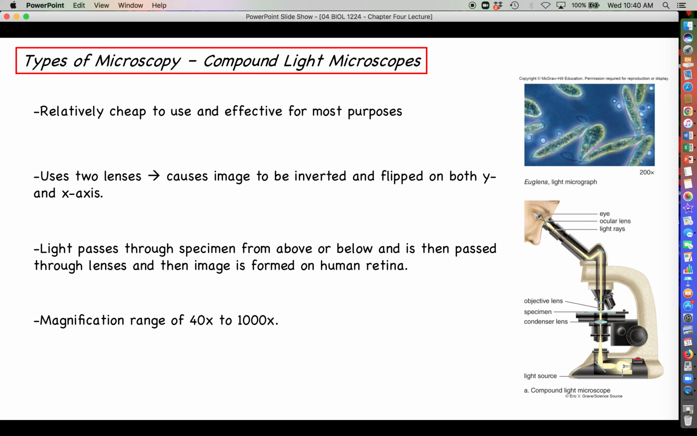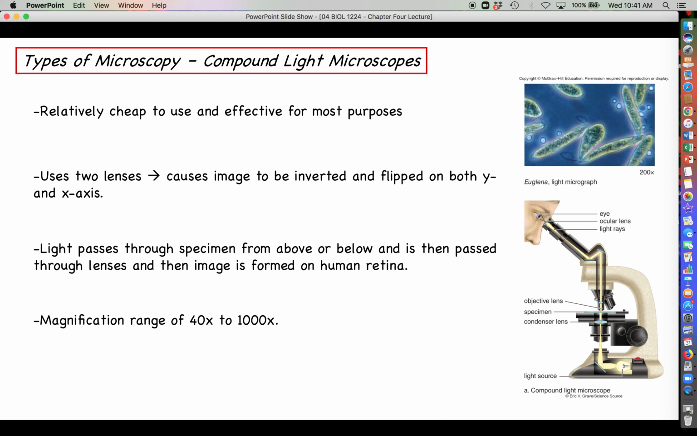Compound light microscopes provide a magnification range of usually 40 times to 1000 times. So the ocular lens up here provides 10x of magnification, and then the objective lenses here can be changed out. The smallest objective lens provides 4x magnification, so you multiply those lenses together to get the total magnification. If you're using the 4x objective and you multiply that times the 10x ocular, 4 times 10 gives you 40x magnification. The objective lenses can take steps up to 10x, 20x, 40x, and 100x.